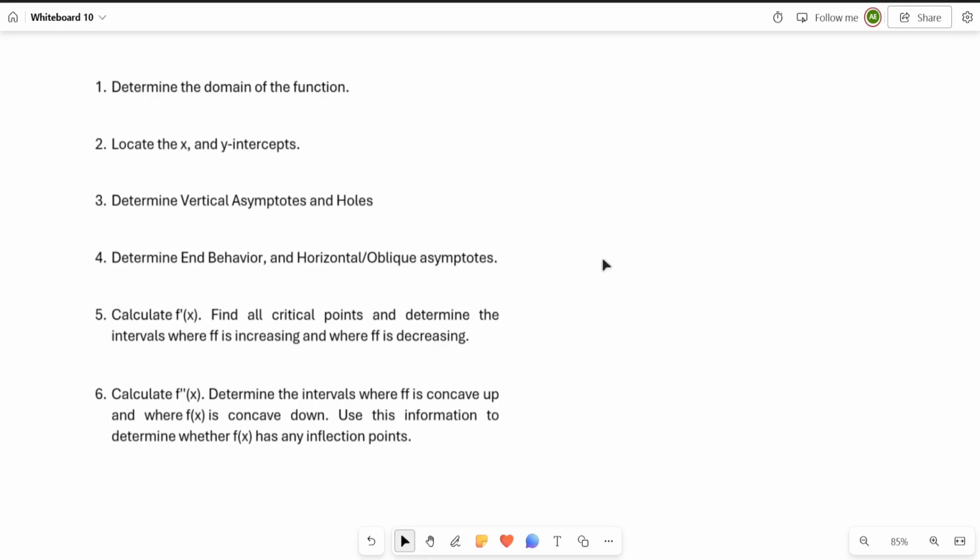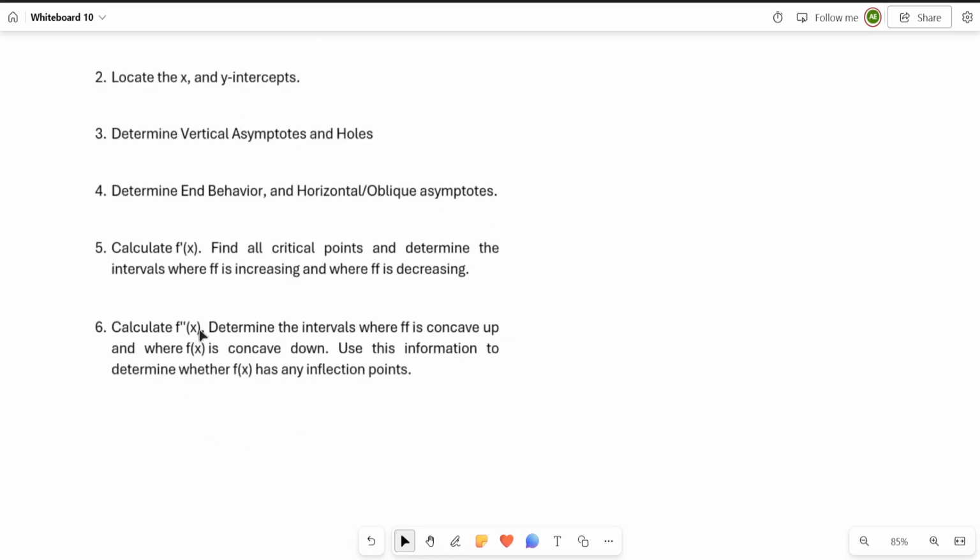So the third step is to determine something called the vertical asymptotes and holes or cusps. Fourth is to determine the end behavior and horizontal/oblique asymptotes. Fifth one is to calculate the first derivatives to get the critical points and to determine the intervals where the function is increasing and decreasing. The sixth and last step is to calculate the second derivative to determine the concavity of the function. When is it concave down and when is it concave up? And you can use this information to find something called the inflection points.